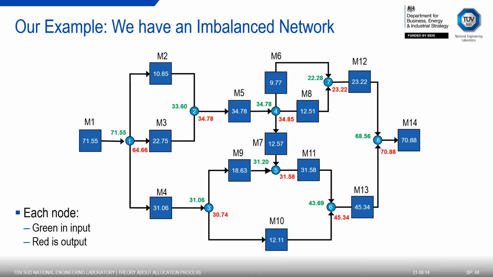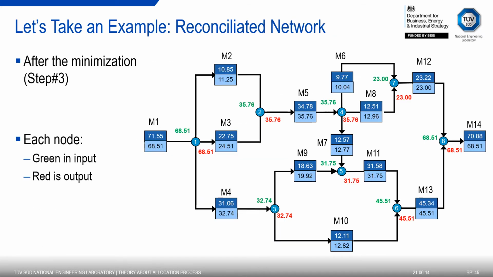So to give you an idea about the equation that I've been presenting before, I'm showing you for each node, which is represented by a small blue circle with a number inside, so you have node 1, 2, 3, 4, 5, 6, 7, 8, what is flowing in and what is flowing out. For node number 1, it will be 71.55, and what is coming out is 64.66. So obviously there is a mismatch here, there is an imbalance, and I will need to take care of that. Node 2 is the same thing, and so on. And this is how you will go through this minimization.